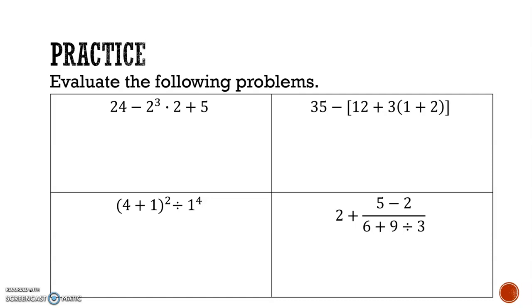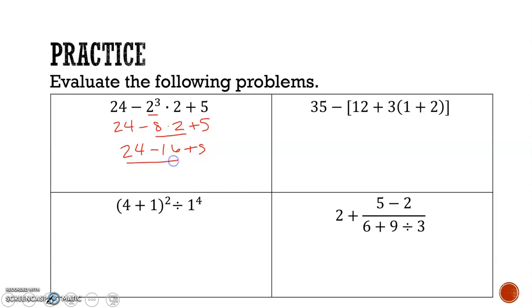Okay, so the first problem, 24 minus 2 to the third times 2 plus 5. There's no parentheses, so I get to skip that, but there are exponents. So I have 24 minus 8 times 2 plus 5. Now I'm choosing between minus, multiplying, and addition. Multiplying comes next. So 24 minus 16 plus 5.